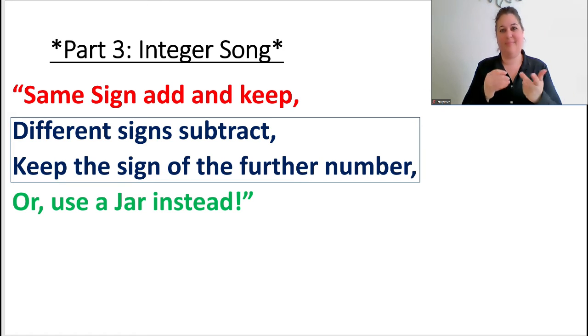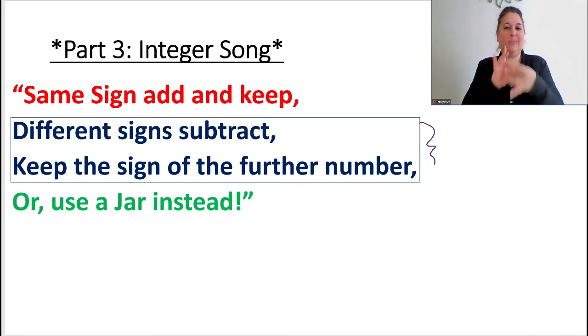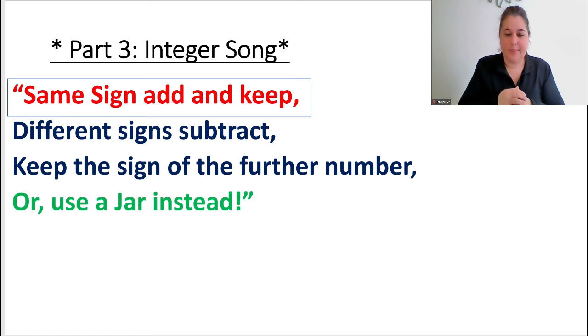As you can see, I have a box around these 2 lines. Different sign, subtract, keep the sign of the further number, because that refers to the same type of problem, like -10 plus 2. This refers to like -10 minus 2.